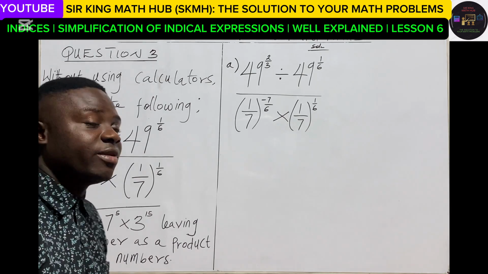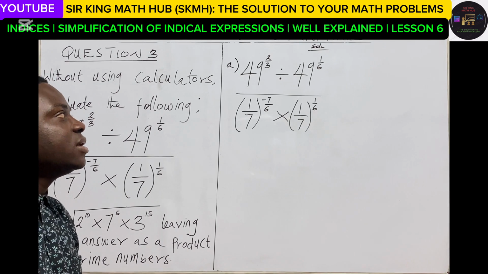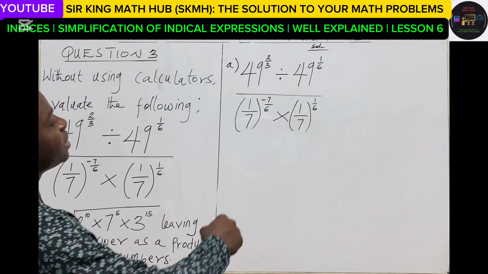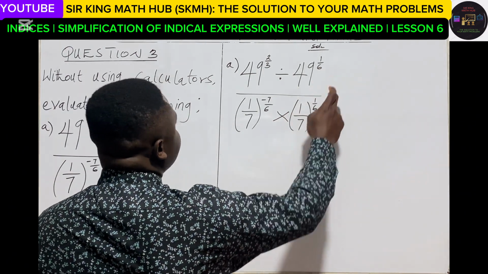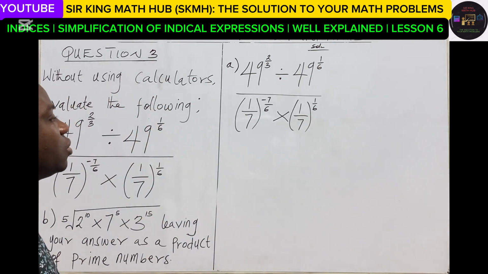So with the A we have a fractional index with the numerator being 49 exponent 2 on 3 dividing 49 exponent 1 on 6. Also for the denominator we have 1 on 7 exponent negative 7 on 6 multiplying 1 on 7 exponent 1 on 6. So the first thing we are going to do is write both the numerator and the denominator as a single index. So how do we do that?